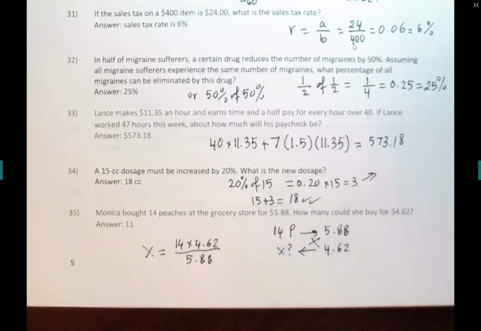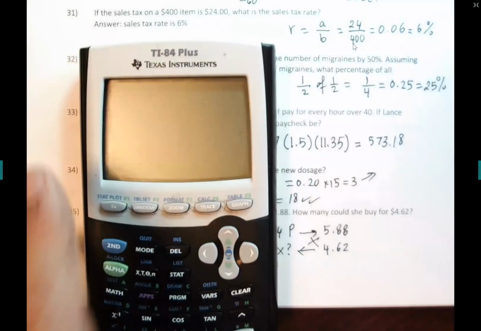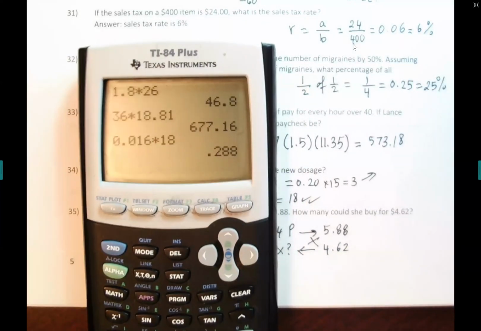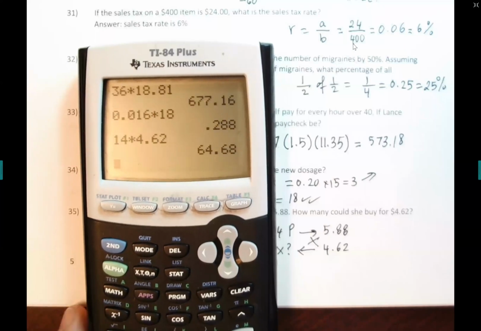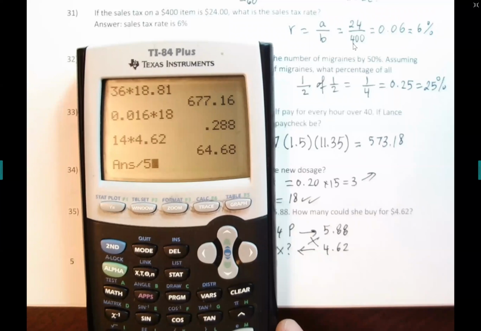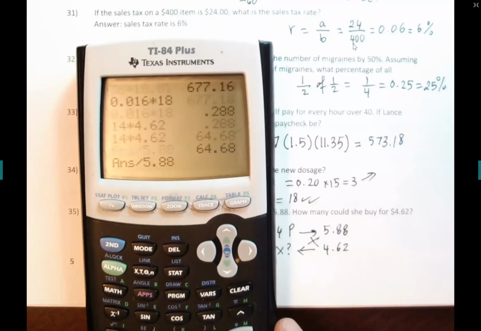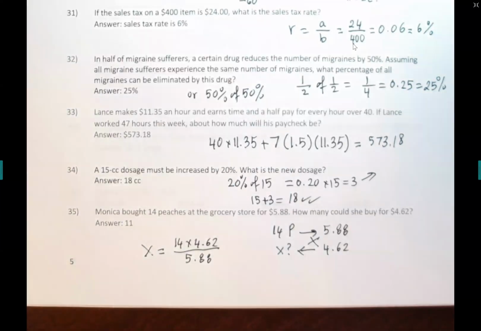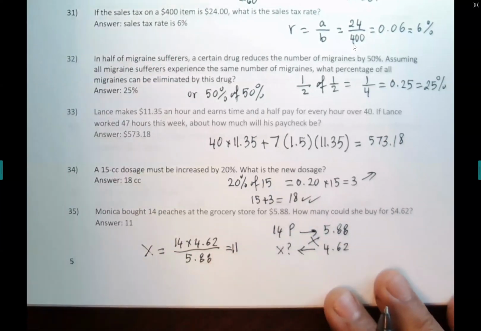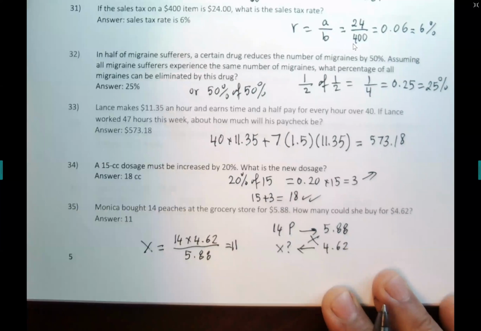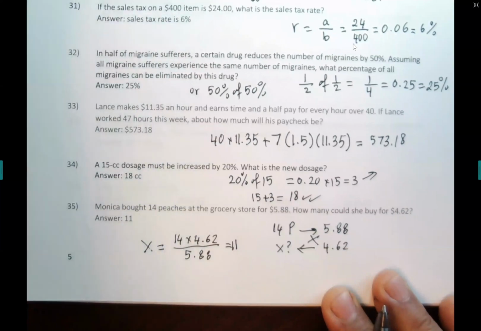Let me do the math here. 14 times 4.62, do it one step at a time, so you get 64.68, and now divided by 5.88. 11. So the answer is 11. Okay, let's go to the next one.